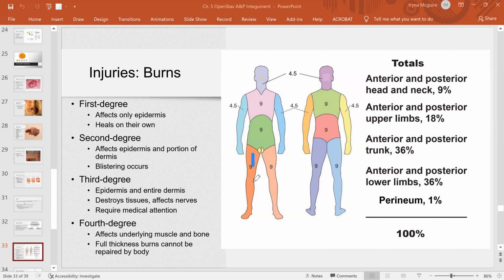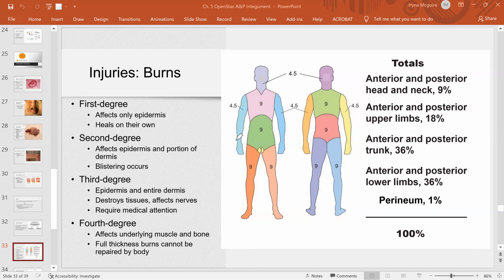Now, anterior part of right leg is 9%. Anterior part of left leg is 9%, and the same with posterior part. So those are all 9, 9, 9, 9, 9, right? So that's the rule of 9.